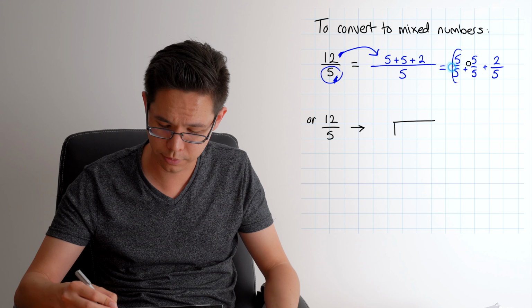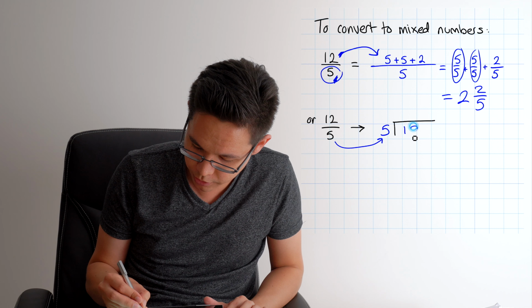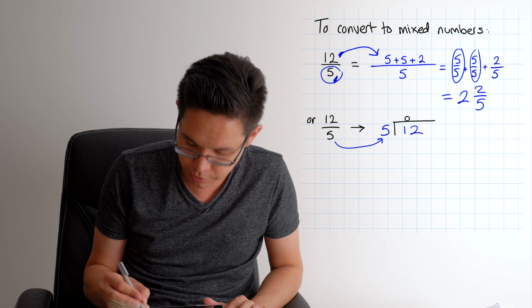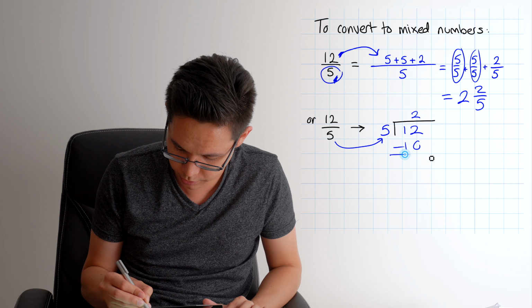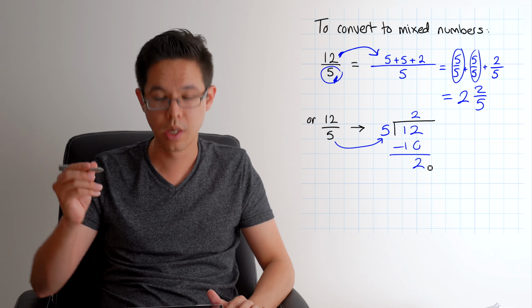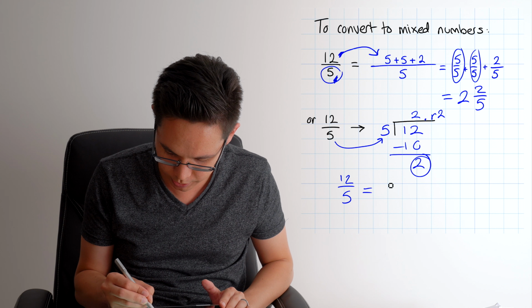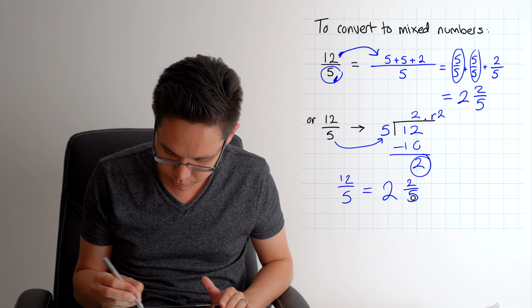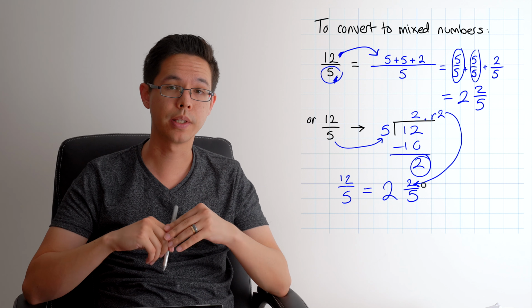So let's work on it. How many times does 5, because that comes from here, how many 5s fit into 12? Well, 5 doesn't fit into 1, so I go to the next value here. 5 fits into 12 twice, and that gives me a value of 10. I'll take the difference, so that gives me 2 remainder. So instead of going into decimals like 2 point and so on, I'm actually going to use this. I got 2 remainder 2. So that means that 12 divided by 5 is the same thing as 2 and 2/5, because that remainder gets put in that numerator.